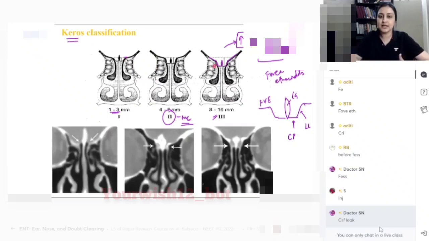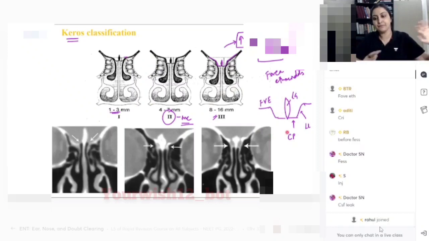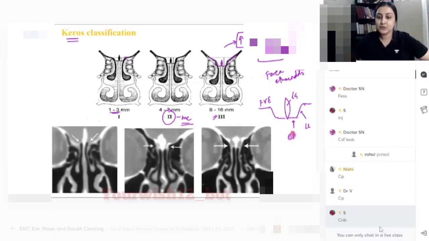So remember the name: skull base, and type 3 is bad, type 2 is most common. Rest you have understood the anatomy. All right, remember it right here. Most common site of CSF rhinorrhea is what? Cribriform plate.